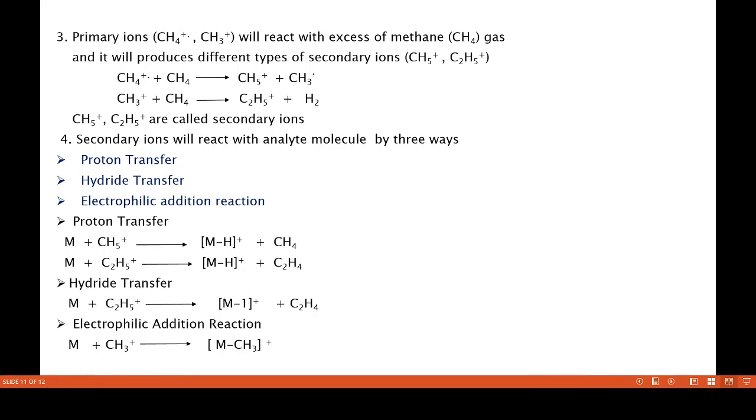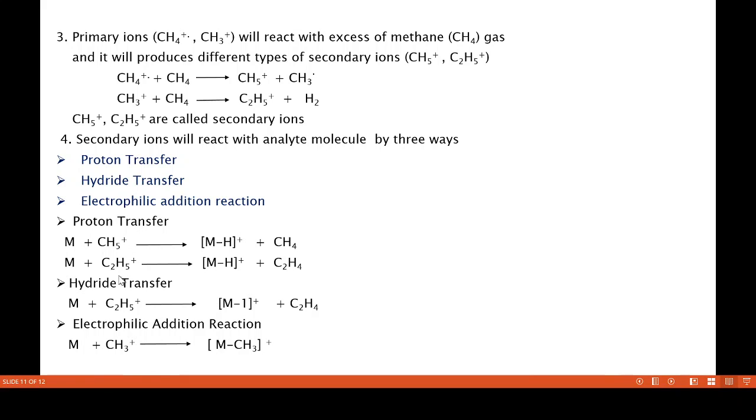Here again the other secondary ion reacts with the analyte molecule and we get the M plus H ion peak in the mass spectra. This proton transfer generally takes place in amines and alcohols, and the ions which are produced in this spectrum are called quasi-molecular ions. So this is the first, proton transfer.